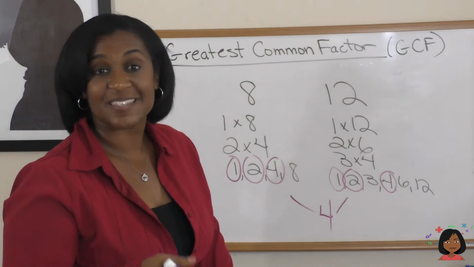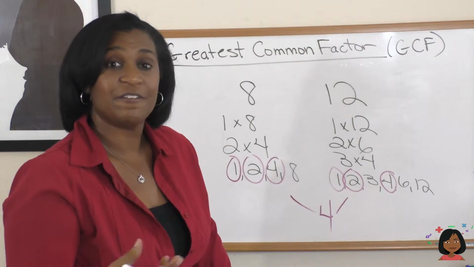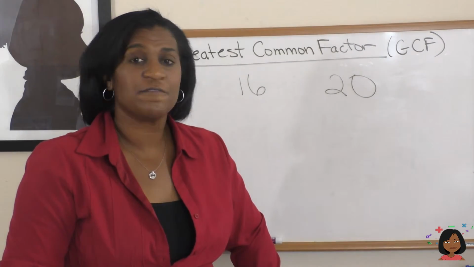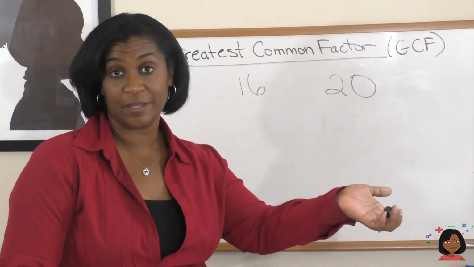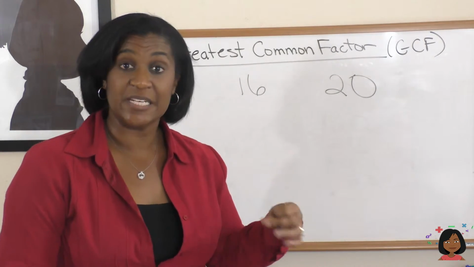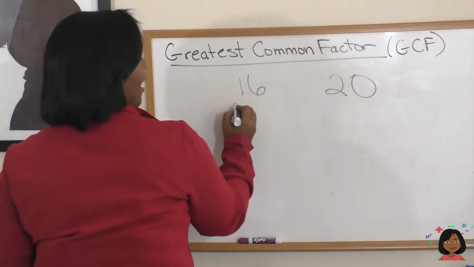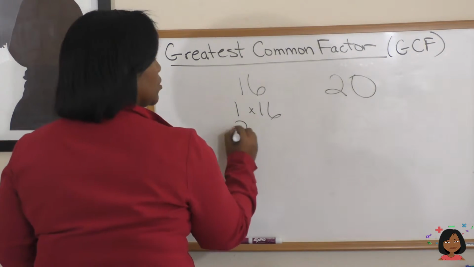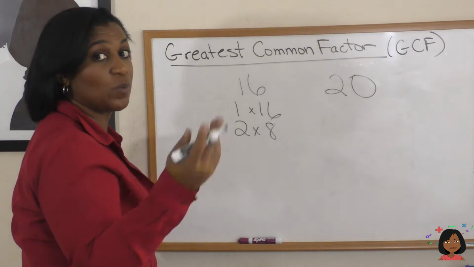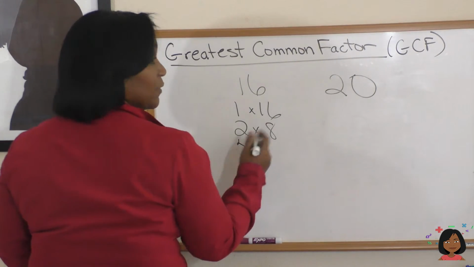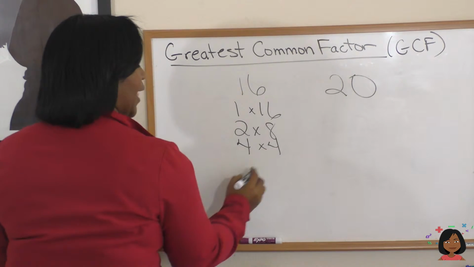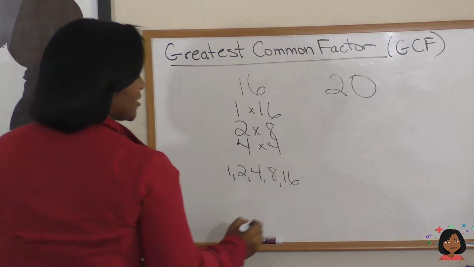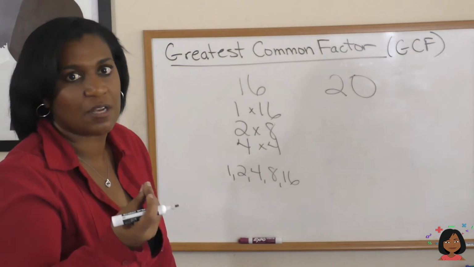It really is just what it says. The greatest common factor. Let's do another number. Let's find the greatest common factor for the numbers 16 and 20. Remember, we start by factoring them individually. So 16, we have 1 and 16. We also have 2 and 8. We also have 4 times 4. So when I write these all out, I just write 1, 2, 4, 8, and 16. I don't need to write 4 again because it's just the number 4.